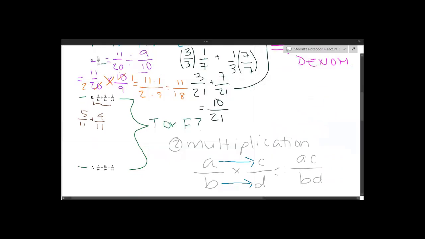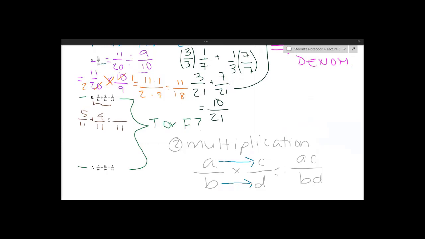So we'd keep that over 11, and 5 plus 4 is 9. So it'd be 9/11. They said 9/22. You don't ever add the denominators together, as we discussed before. You just add the numerators together. So this one would be false.